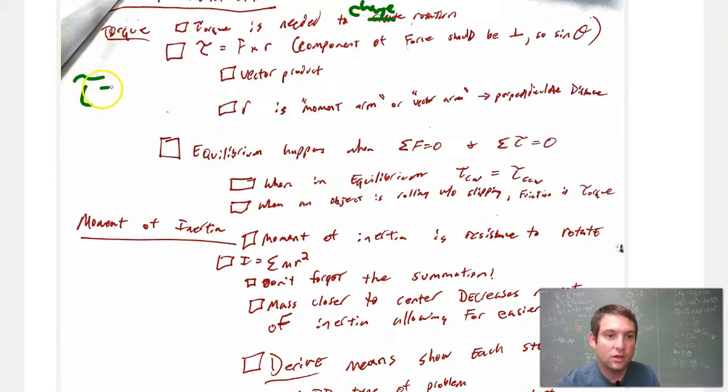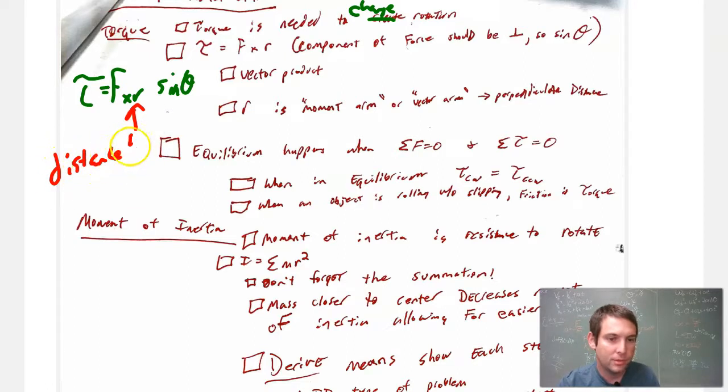Tau, torque, equals F cross r. And we always need the perpendicular component of either one of these. They have to be perpendicular to each other. So we can use sine theta. That cross means sine theta. Vector dot product. r is the moment arm or the vector arm, and it's the perpendicular distance from your axis of rotation. So I've seen some pretty weird things. Distance between force and the axis of rotation.